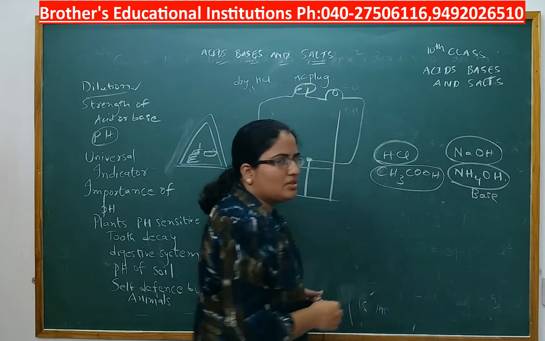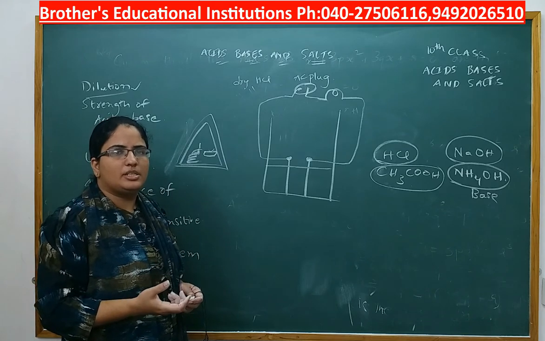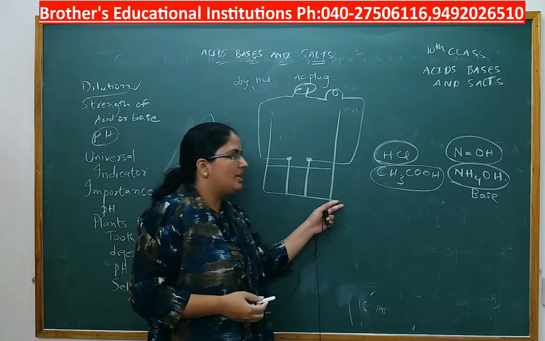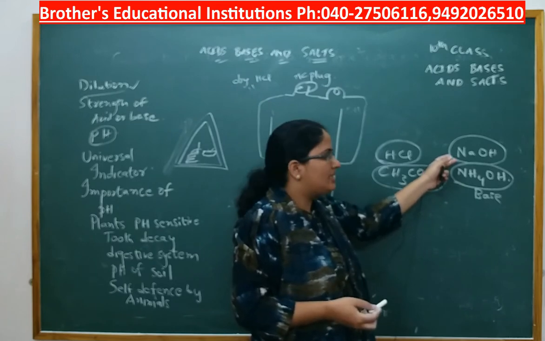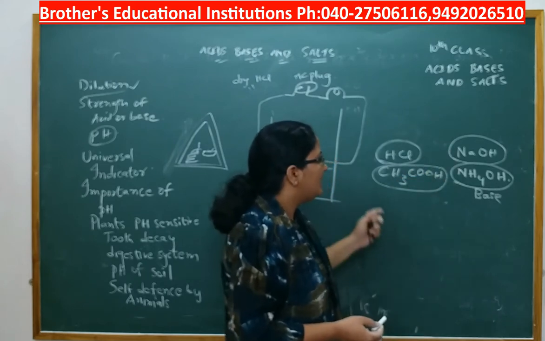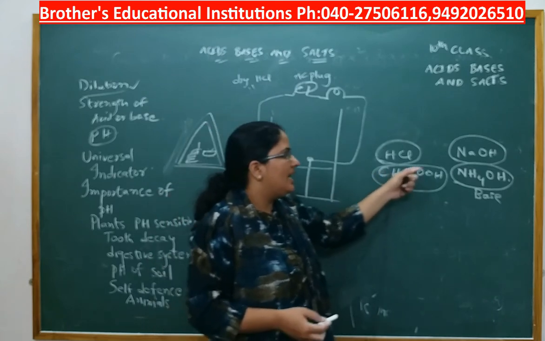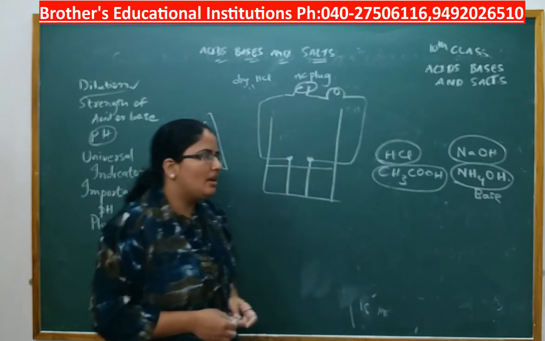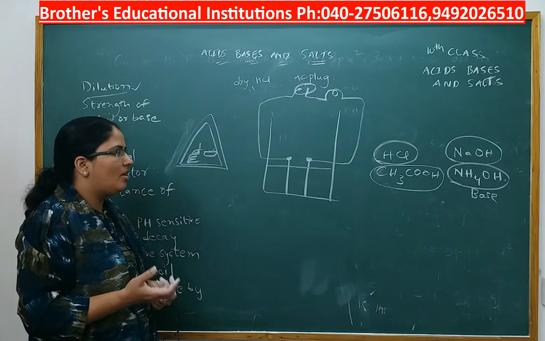What do you mean by weak or strong? If the number of H plus ions is more in the solution of the acid, it is called a strong acid. Otherwise, it is a weak acid. Similarly, if the number of OH minus ions is more when you add it to water, then it is a strong base. Otherwise, it is a weak base. Here, HCl is a strong acid, CH3COOH is a weak acid, NaOH is a strong base, NH4OH is a weak base. Now, how to find out whether a given material is strong or weak?